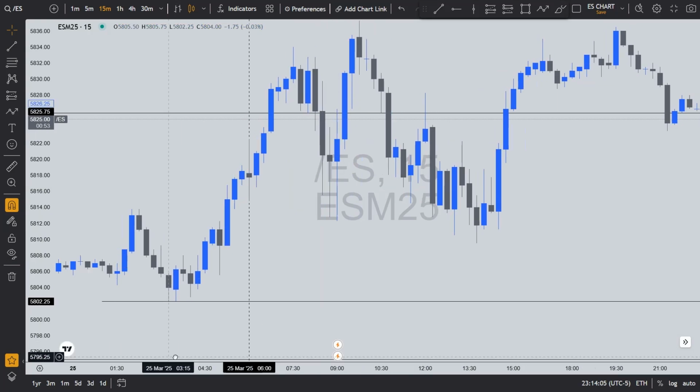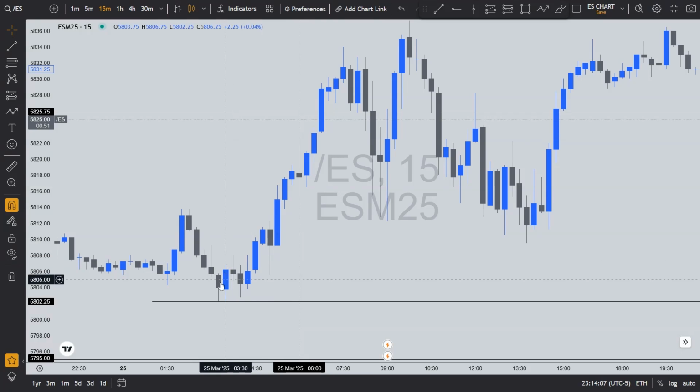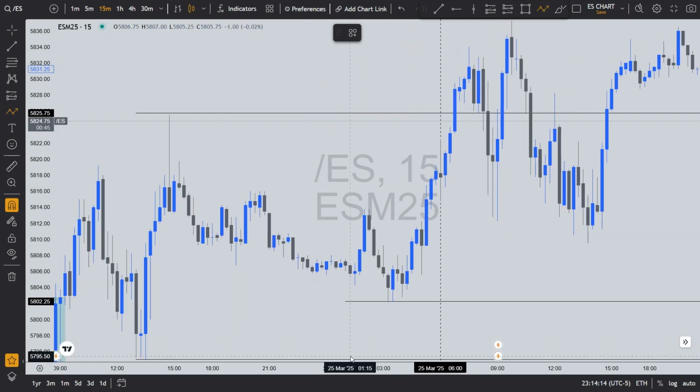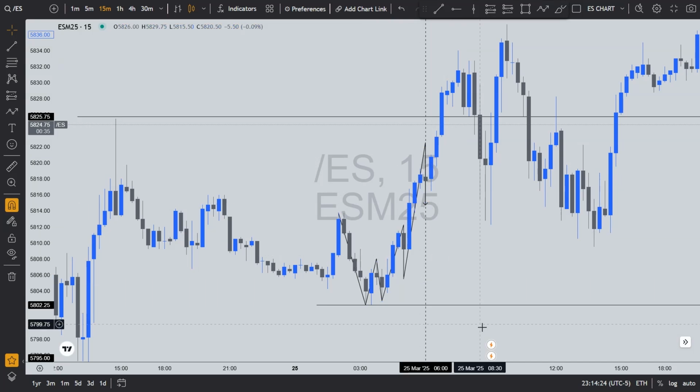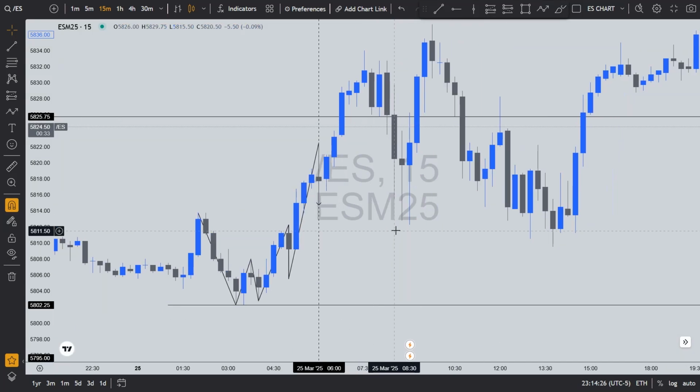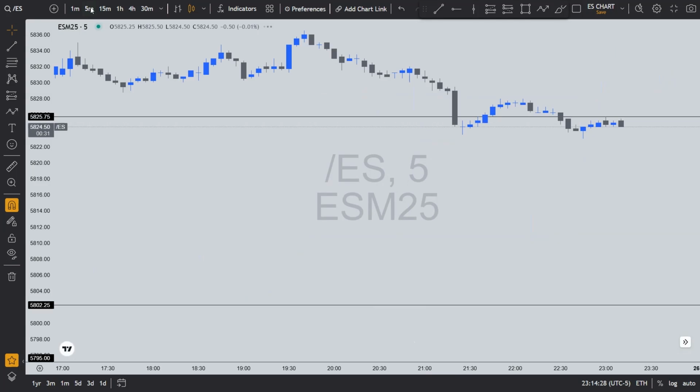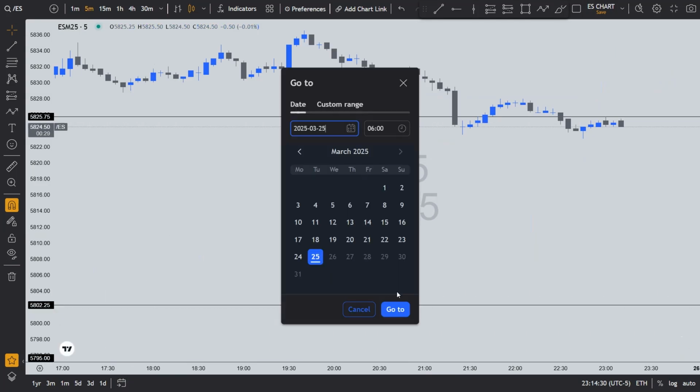So I've already drawn out my highs and lows. After that, we jump right to the 15 minute, and I started marking up structure from here. Then you can see price broke bullish. And at 6 o'clock, we were here. So after that, I dropped down to my 5-minute time frame.